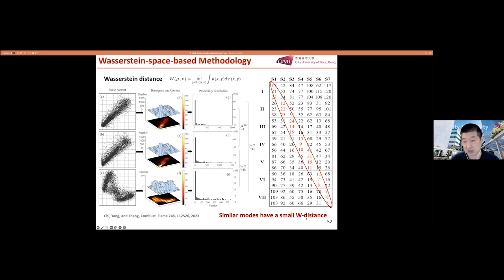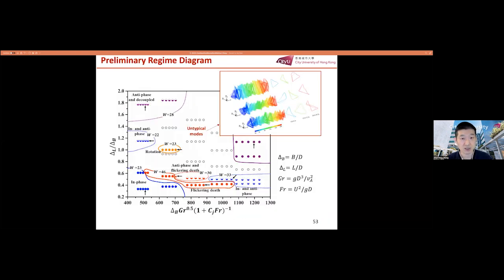It turned out this methodology works very well, and similar modes always have a small Wasserstein distance. That means later on we don't need to use our eyes to judge which dynamic mode is which. Based on the experimental images, we get the phase portrait, then calculate the Wasserstein distance, and we know which mode they belong to. So based on this approach, we got this regime diagram.